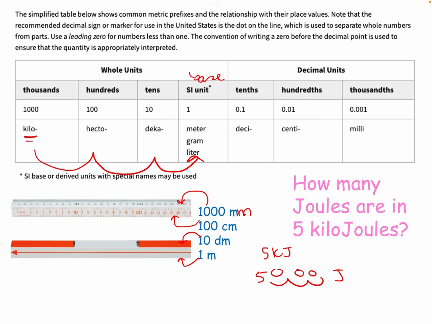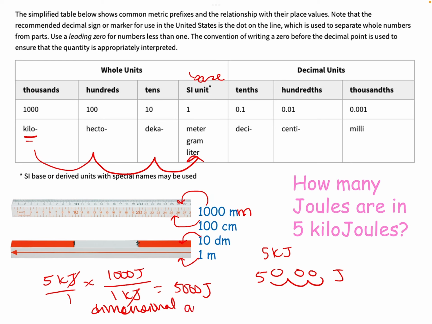Or as we learned in dimensional analysis, we'll need a unit conversion. Put it over 1. 1 kilojoule is equal to 1,000 joules. And then units cross away and we have 5,000 joules. Either one would be acceptable. This is what we call dimensional analysis, which we'll be getting into. And this is just using the moving of the decimal place using this kind of chart.